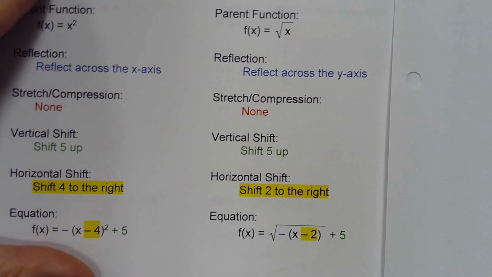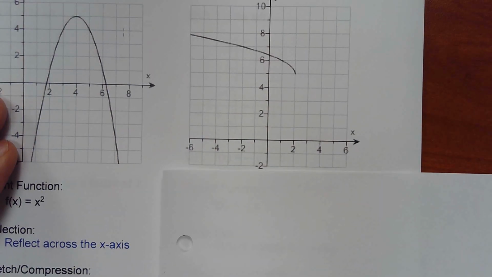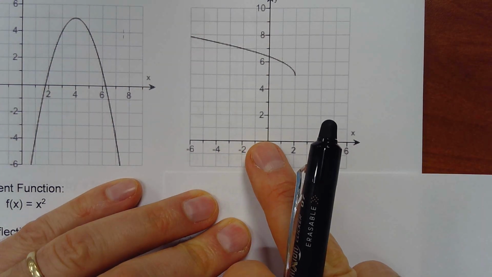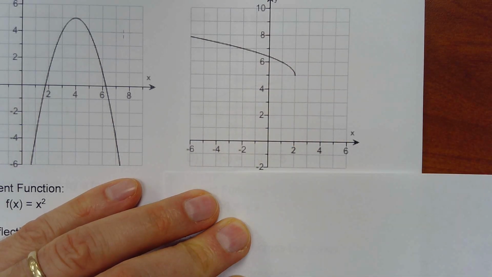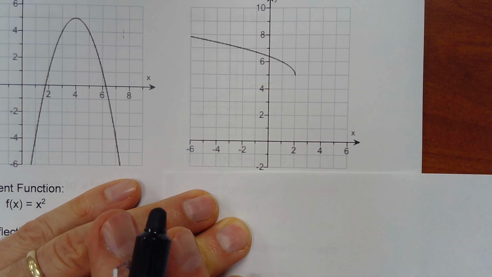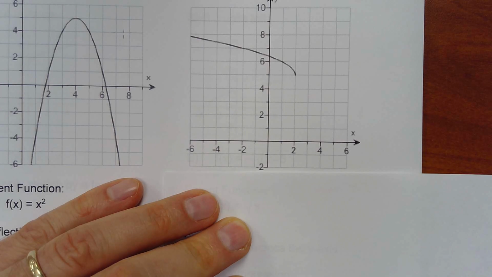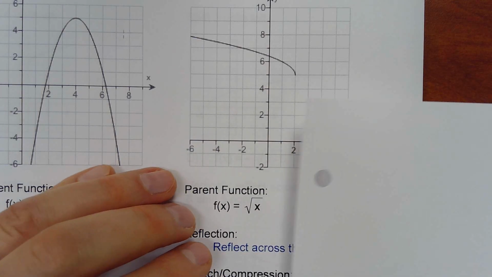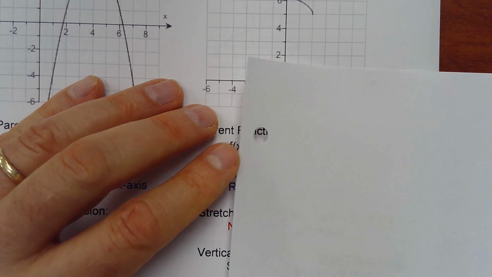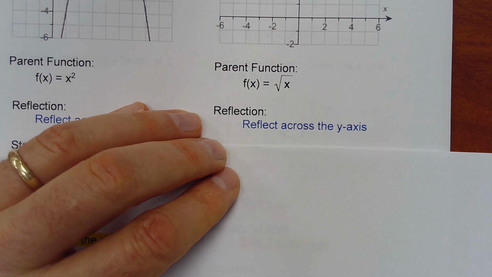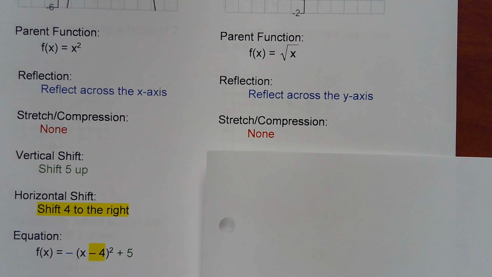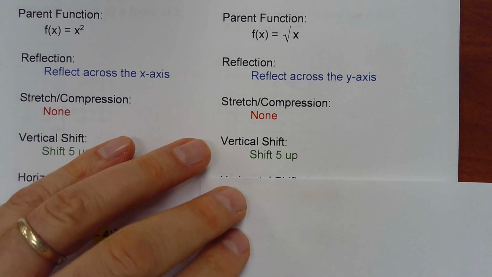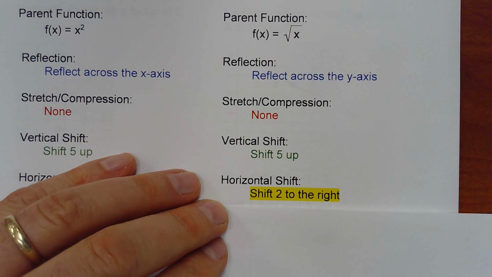And now let's look at the last one here. This is my square root of x function. It shifted 2 to the right and 5 up. It's been reflected across the y-axis. That means we're going to have a negative in front of our x. So let's see if we can put that together. So it's reflected across the y-axis. The stretch and compression would be none. It's vertically shifted 5 up, horizontally 2 to the right.